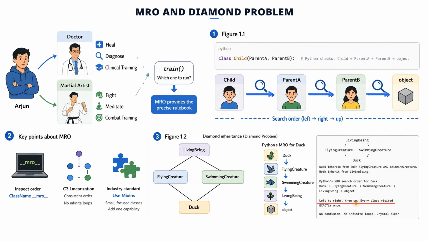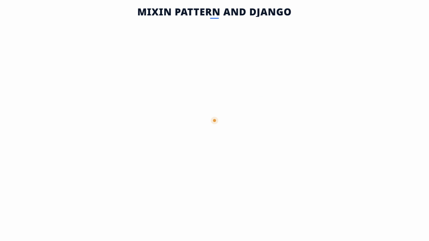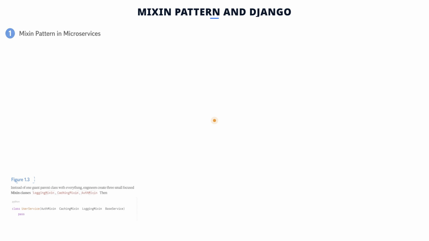In professional software development, particularly when building microservices, we use multiple inheritance to construct complex systems out of small, reusable pieces. Instead of building one giant parent class that tries to contain every possible feature, which quickly becomes tangled and hard to maintain, we rely on what is known as the mix-in pattern.